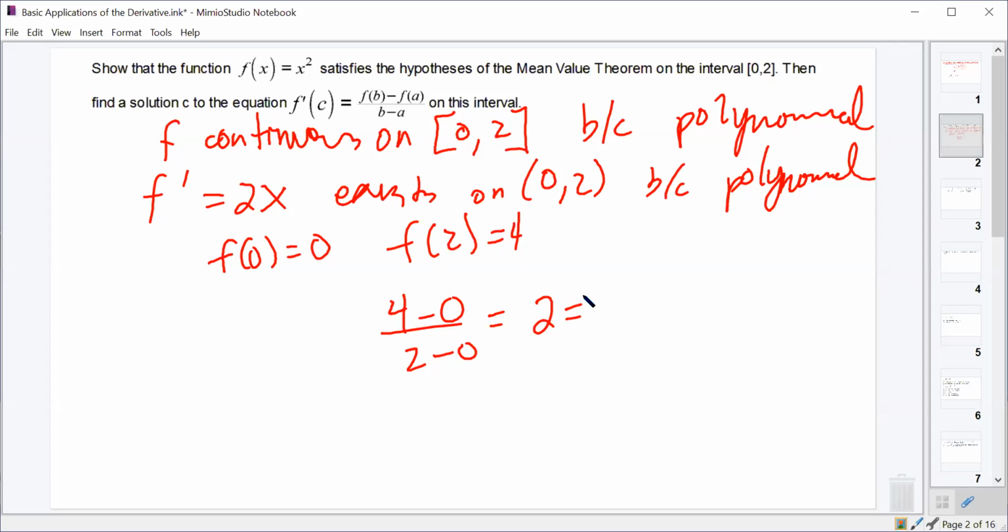And what should this equal? It should equal f prime of c. And it should equal the instantaneous rate of change. And so f prime of c is 2c. And so our c value is 1. Everybody good with that?